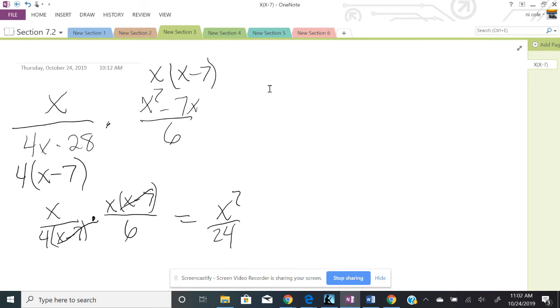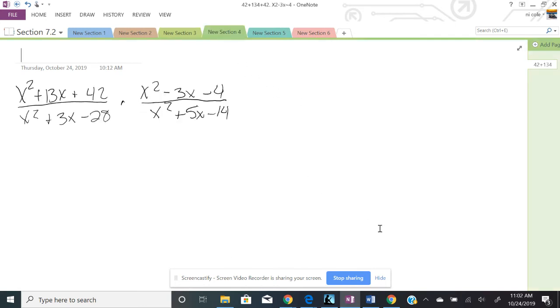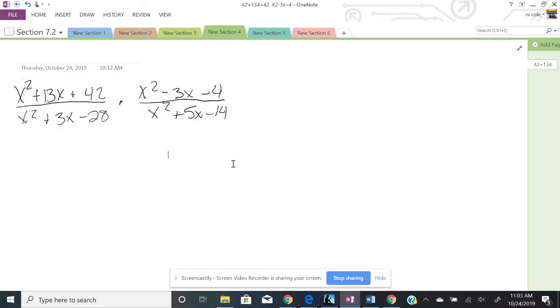All right, what about something that looks like this? So the very first thing I want to see or expect you to be working on is factoring. All right, so factor, factor, factor.